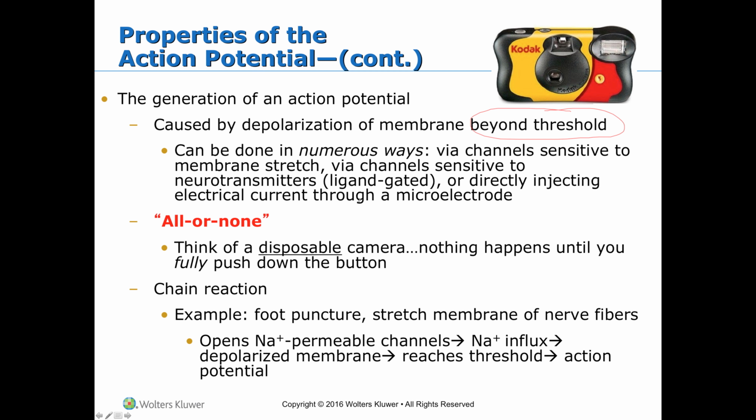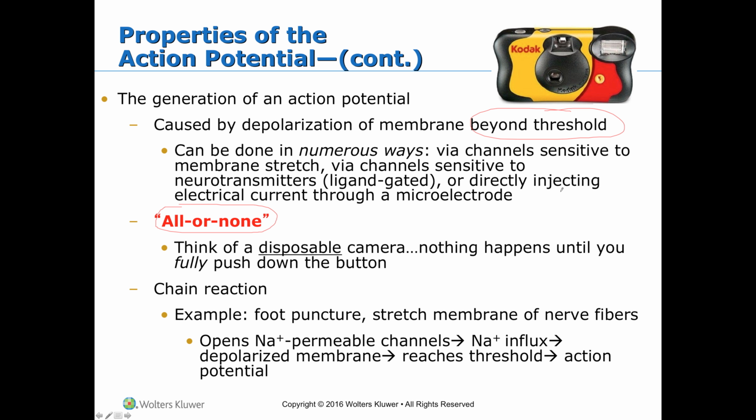This can be done in numerous ways. It can be done through channels sensitive to membrane stretch, channels sensitive to neurotransmitters such as ligand-gated channels, or by directly injecting electrical current through a microelectrode into the neuron. Now this is an all or none response. So if you think about a disposable camera, a Kodak disposable camera, if you've ever taken a picture with one, what happens when you push the button?